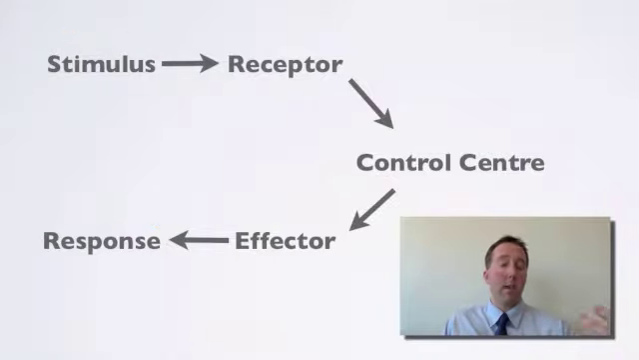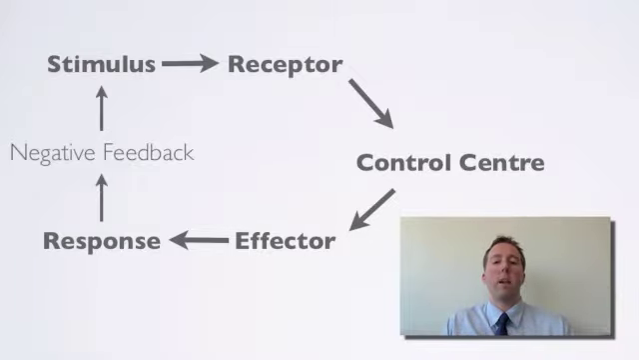And often, in fact all the time, to achieve homeostasis, when a stimulus happens, the response negates the effect of that stimulus. And it's called negative feedback. So this is a negative feedback system. I'll give you an example.